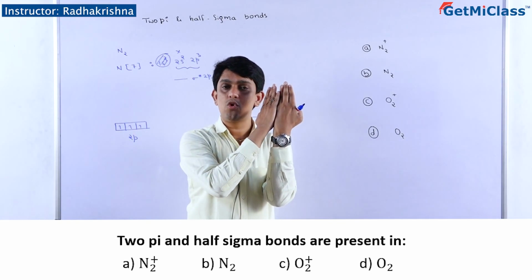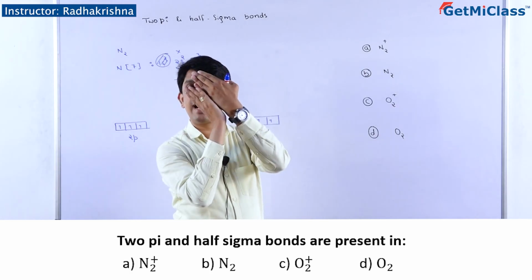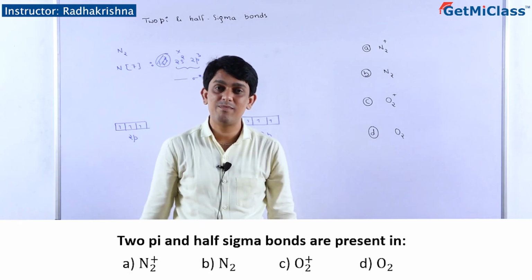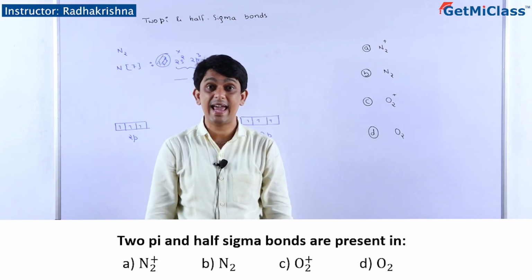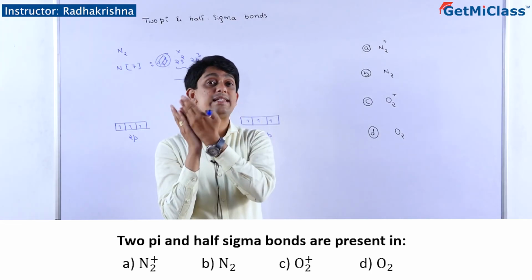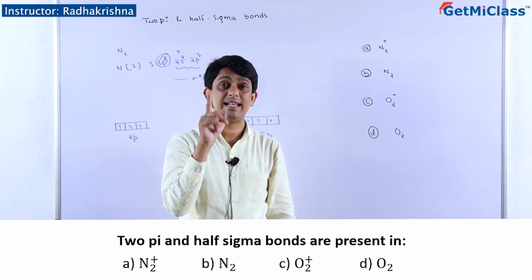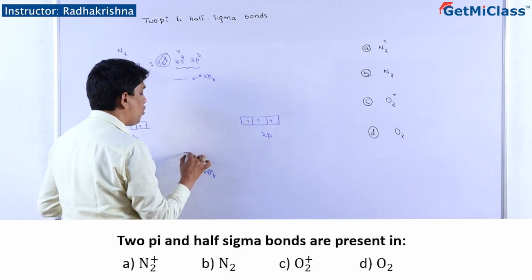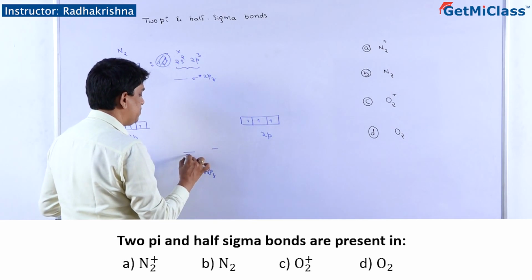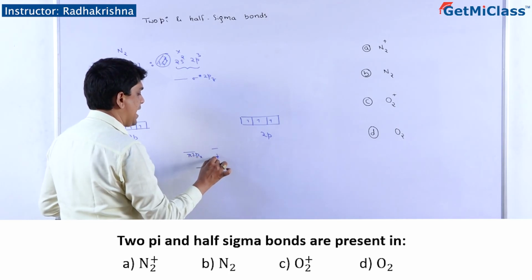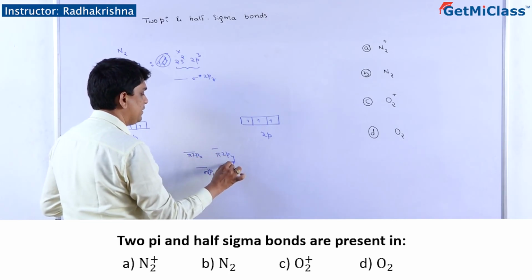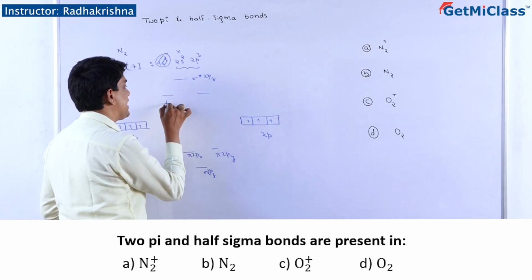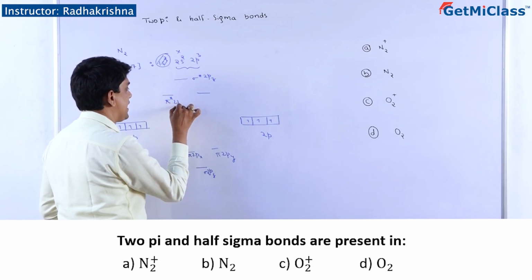px sideways overlapping, py sideways overlapping, extent of overlapping the same, so their energy levels are the same. Because overlapping is less, attraction is less, energy is more. So energy is more for pi 2px and pi 2py. So for bonding it is more, for anti-bonding it is less, the reverse case. So it is less.